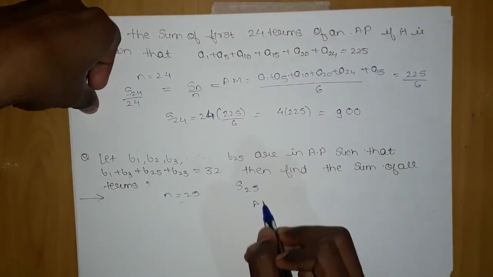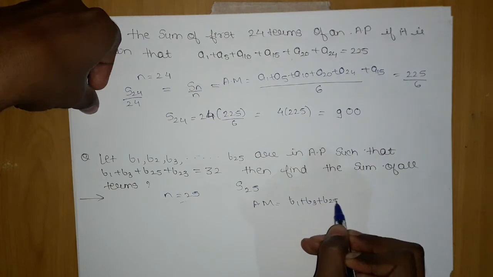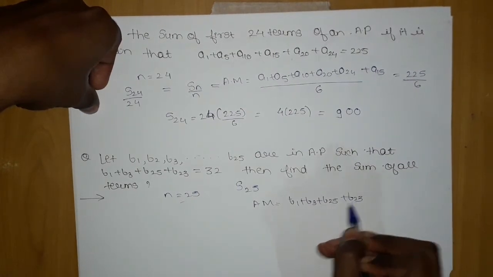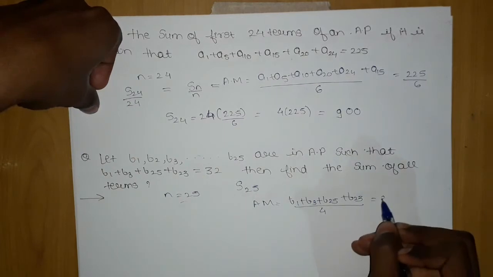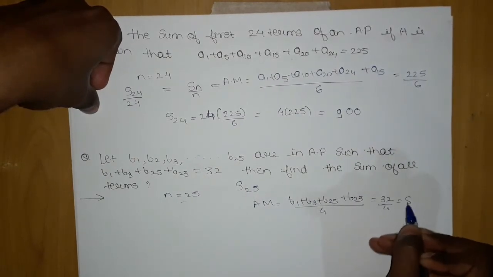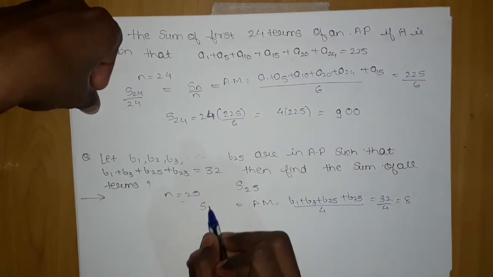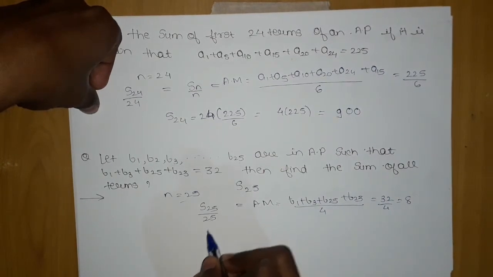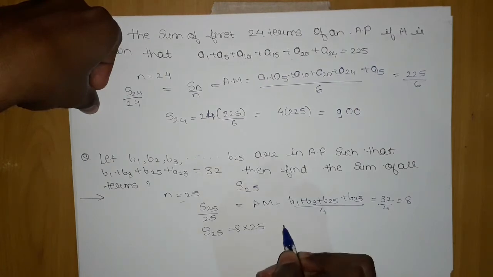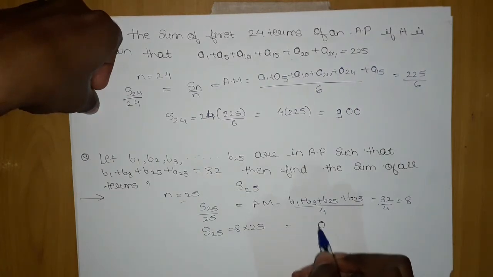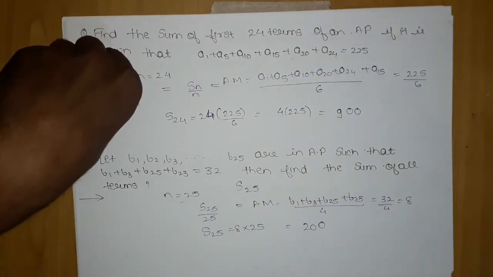So AM is what? b1 plus b3 plus b25 plus b23 upon what? How many terms are there? 4, okay. It is 32 by 4, 8. We got the AM. Now it is equal to S25 upon 25, right? So S25 will be what? 8 into 25, okay. So we will get the answer, 200.